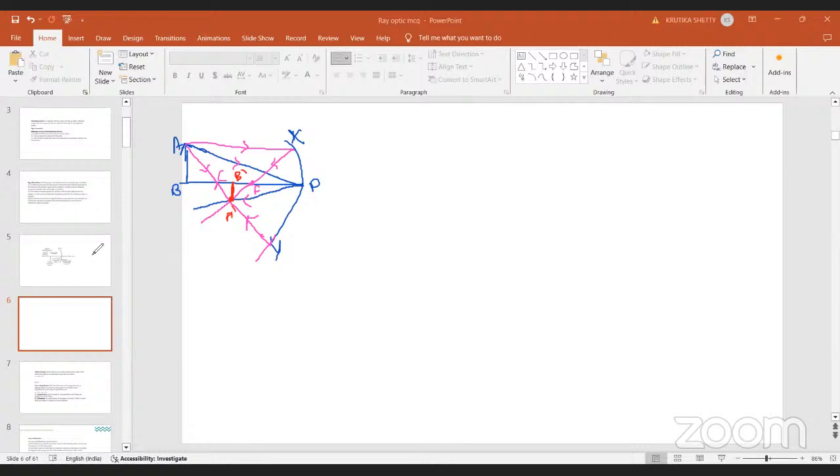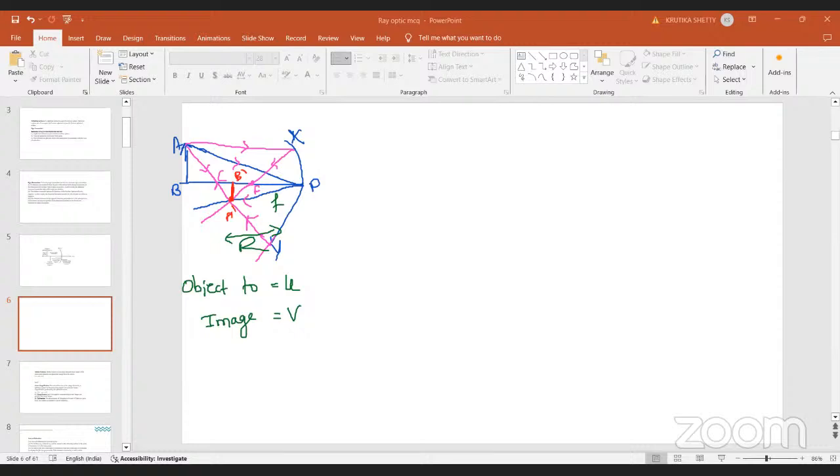Now whatever the distances are there, we will write them. From the object to the pole, the object distance, we denote by U. The image is formed there. From the pole, the distance is taken as V, the image distance. The focal length comes here. The radius of curvature will be here. Now let us start with the derivation here, students.